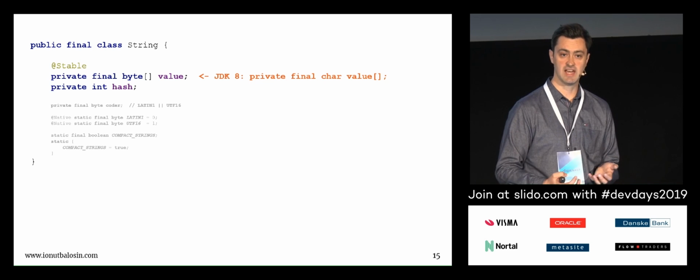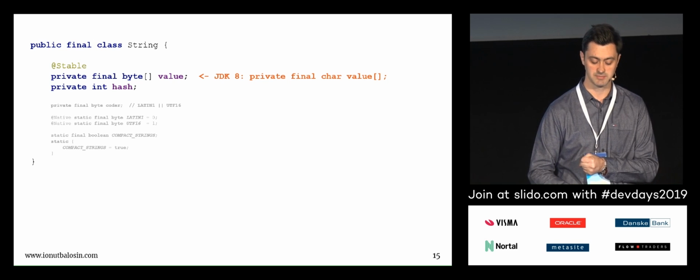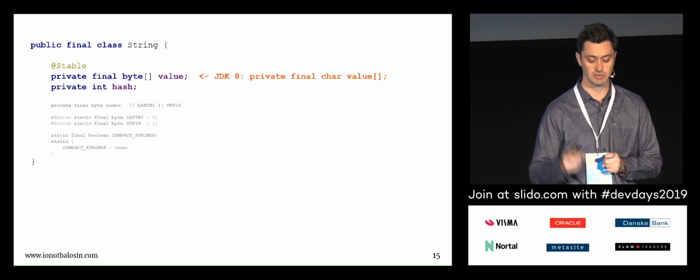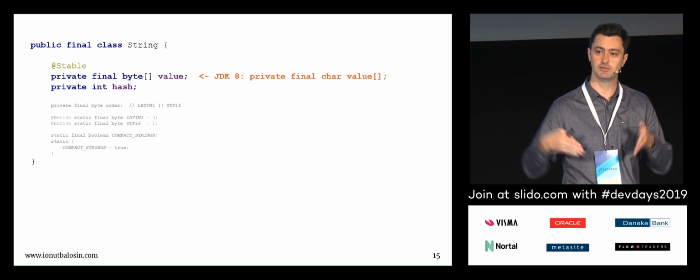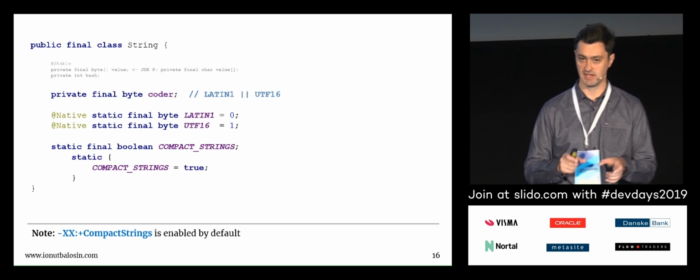On top of that, most of those strings could be backed by Latin-1 characters. And why not? Let's compress them in order to save the memory footprint. And this is what they did. They changed the char array into a byte array, because if it is Latin-1, it could fit in 1 byte. And on top of that, there is the coder itself.